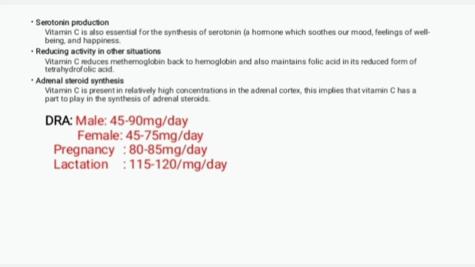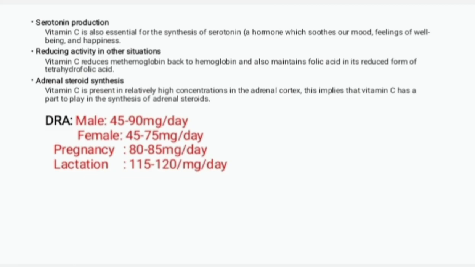In case of vitamin C, male requirement is 45 to 90 milligram per day, while for the female adult it is 45 to 75 milligram per day, while the allowance is incremented during pregnancy and lactation to 80 to 85 and 115 to 120 milligram per day respectively.